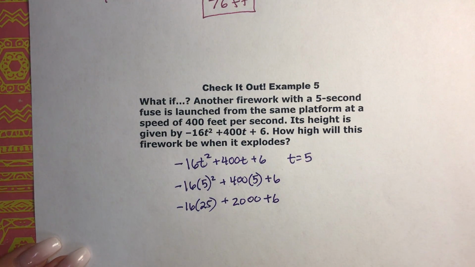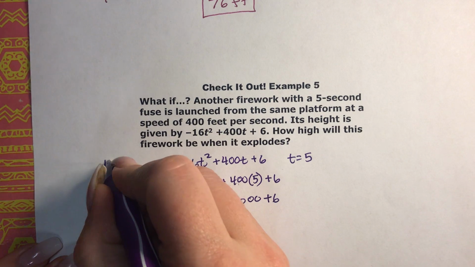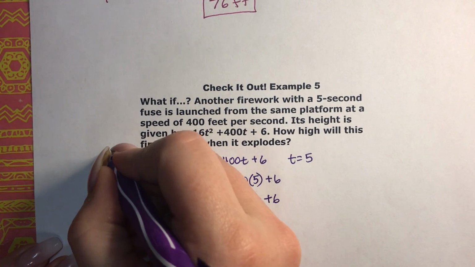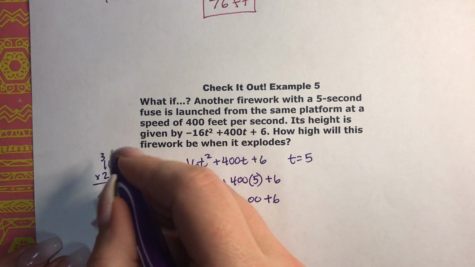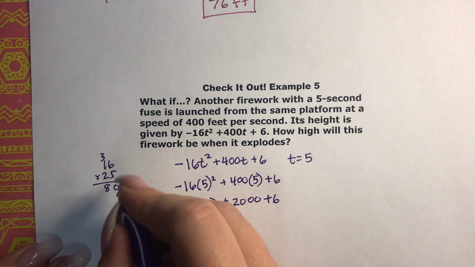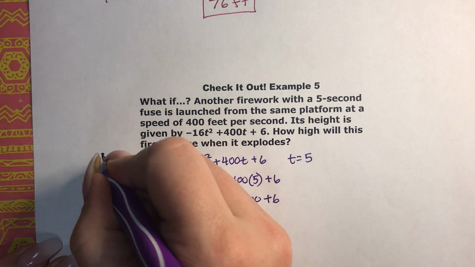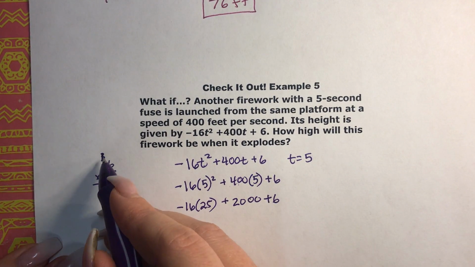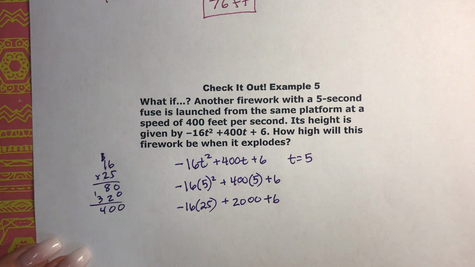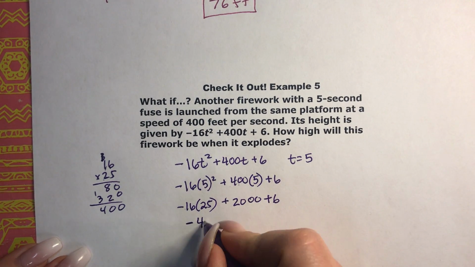Okay, now I just need to figure this out. I'm going to go over here, 16 times 25. 5 times 6 is 30. Write the 0, carry the 3. 5 times 1 is 5, plus 3 is 8. Add the 0 for the tens place. 2 times 6 is 12. Write the 2, carry the 1. 2 times 1 is 2, plus 1 is 3. So we have 400. A negative times a positive is a negative.